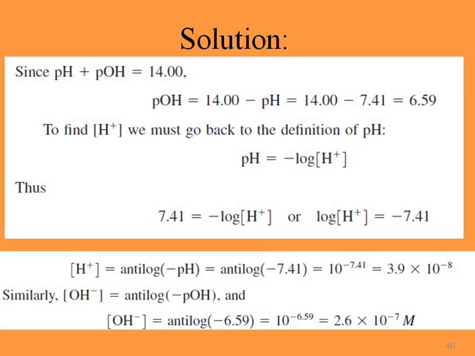So whenever we have the pH and we want to find the proton concentration, we need to use the antilog, or 10 to the power of minus pH. So 10 to the power of minus pH is going to give you the proton concentration, and 10 to the power of negative pOH is going to give us the hydroxide concentration. And pH plus pOH always equals 14 when the temperature is 25 degrees Celsius.